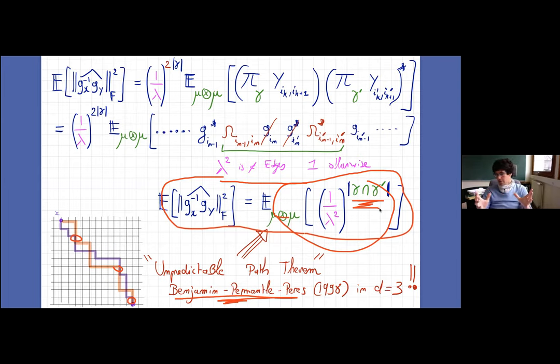And this is the key. This theorem by Benjamini, Pemantle and Peres is a key tool somehow in this story if you want to do long range order in dimension three.